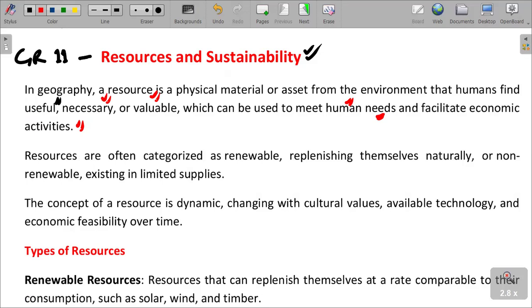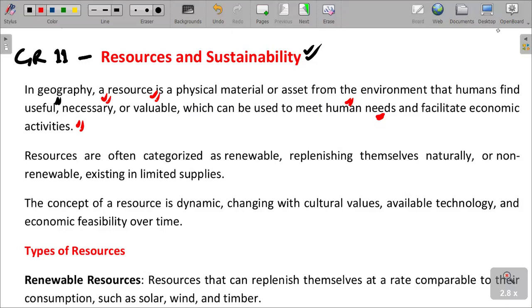If you refer to the previous chapter, which we did in term three, we have been talking about resources and about development. Yes, class. Resources are classified. They are divided into renewable and non-renewable resources. Renewable resources replenish themselves naturally. They regenerate, they keep on renewing themselves naturally, or non-renewable, existing in limited supplies.